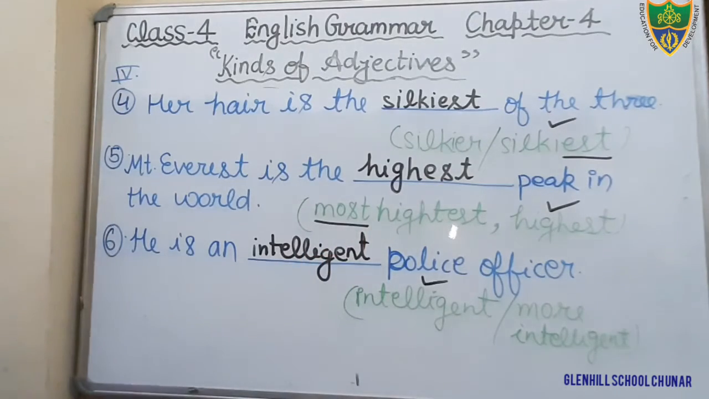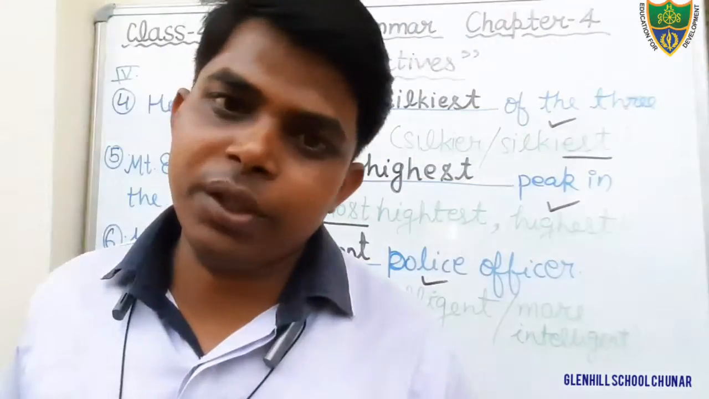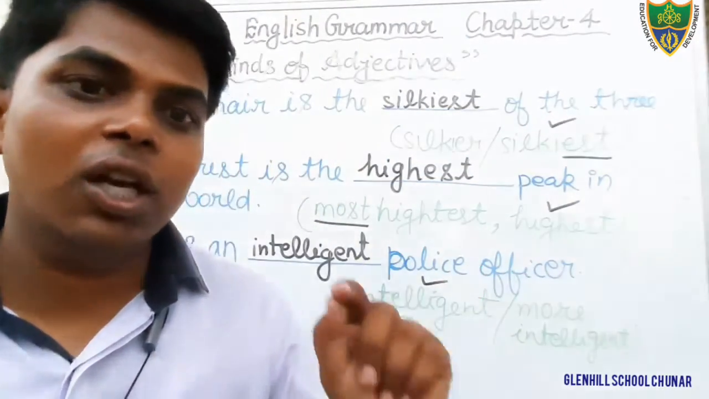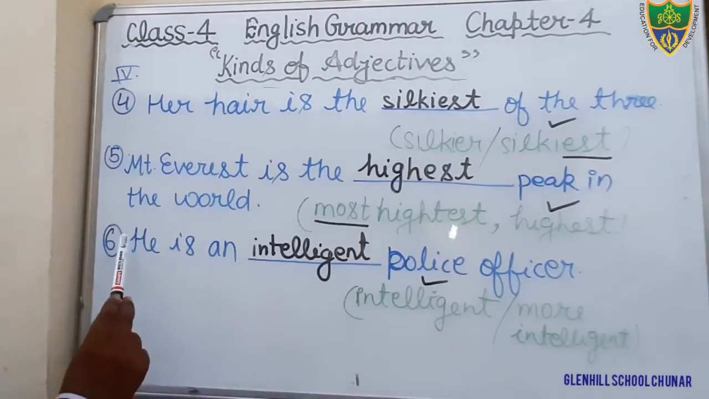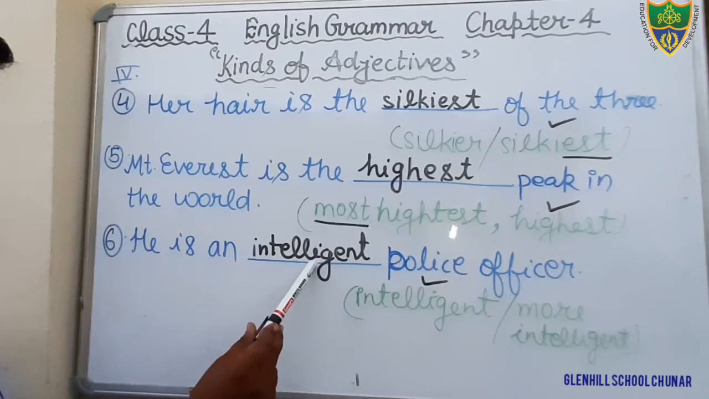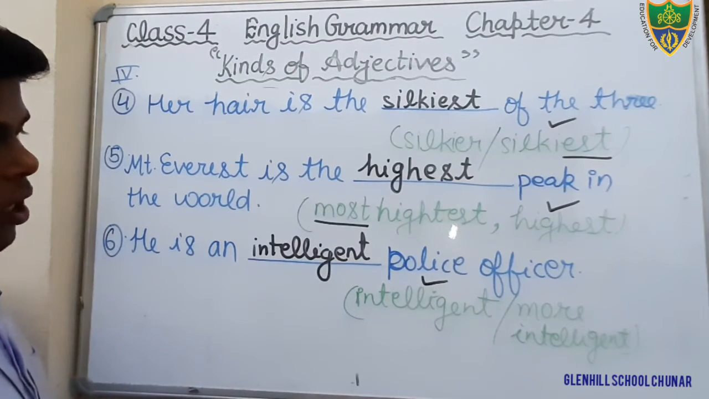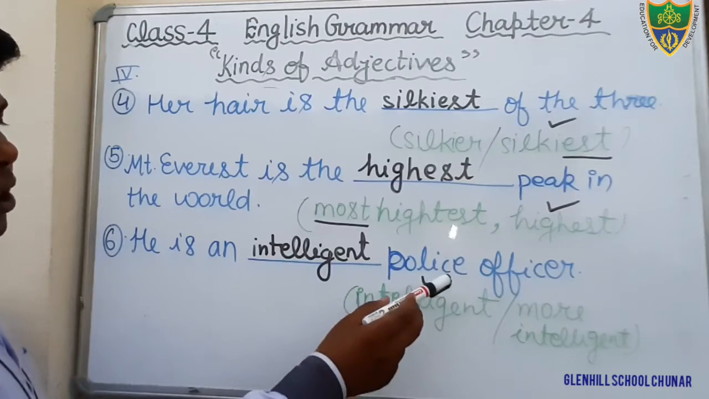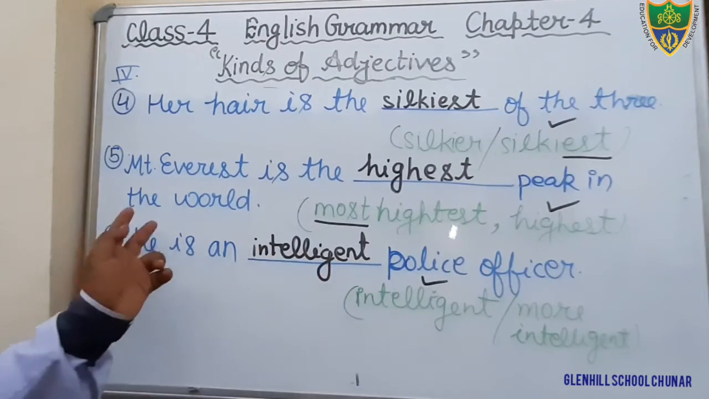Okay students, just see, the sentence will be: he is an intelligent police officer. There is no comparison at all. That is the positive degree sentence. Okay students, so we will fill in this blank. In question number 6 we will fill in the word intelligent. We will also tick the option intelligent.